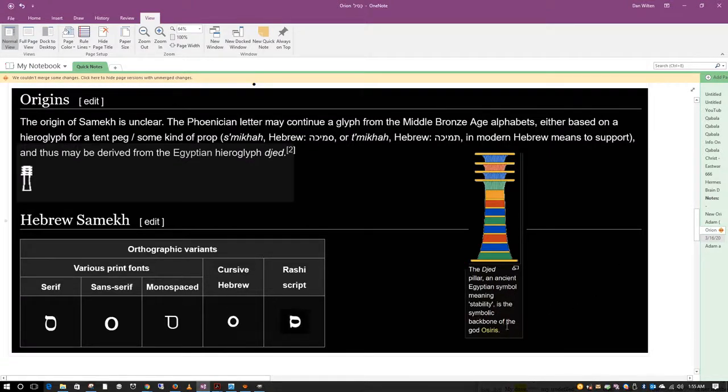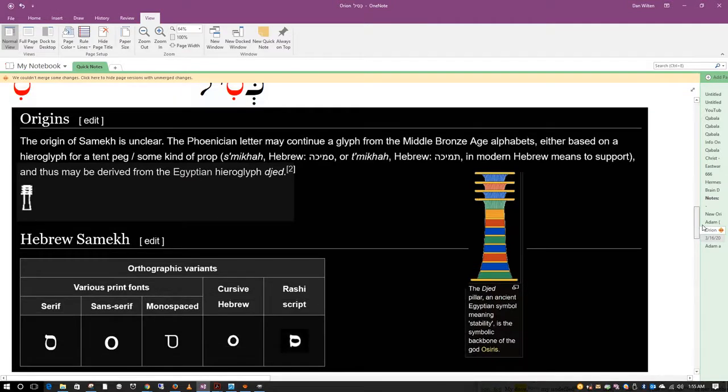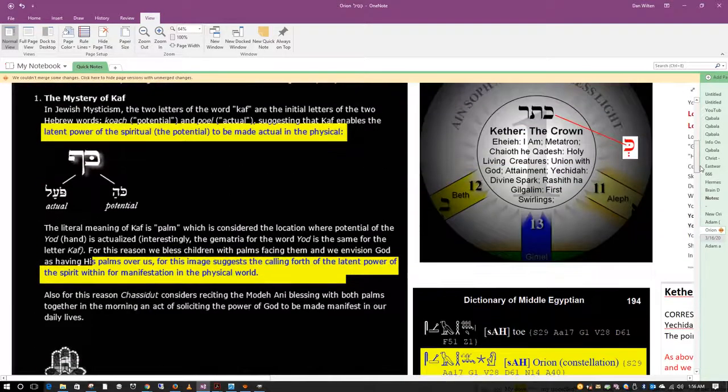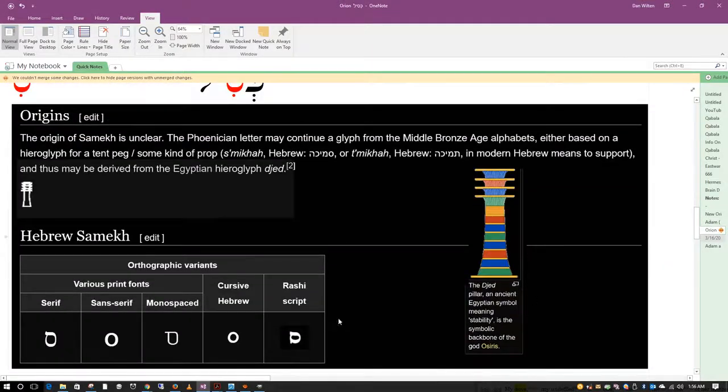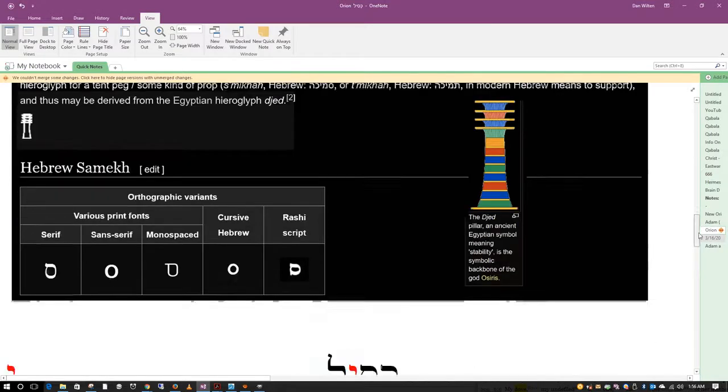It's the symbolic backbone of the god Osiris, which came forth as Orion. And if you notice, these Hebrew letters are a lot of times borrowing from the hieroglyphs of ancient Egypt, and I've seen this in many instances. You can see how it's making a lot of sense what it's saying here.